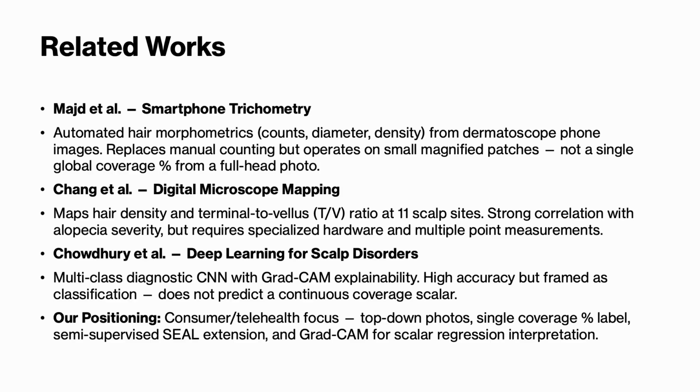Second, Chang et al. used a digital microscope to map hair density and the terminal to vellus hair ratio at 11 fixed scalp locations. Their quantitative metrics correlate strongly with alopecia severity, but again, specialized hardware, multiple measurements, no single scalar output. Third, Chowdhury et al. trained a multi-class diagnostic CNN for hair and scalp disorders with Grad-CAM explainability. Strong diagnostic accuracy, but it's a classification problem, not a continuous regression.